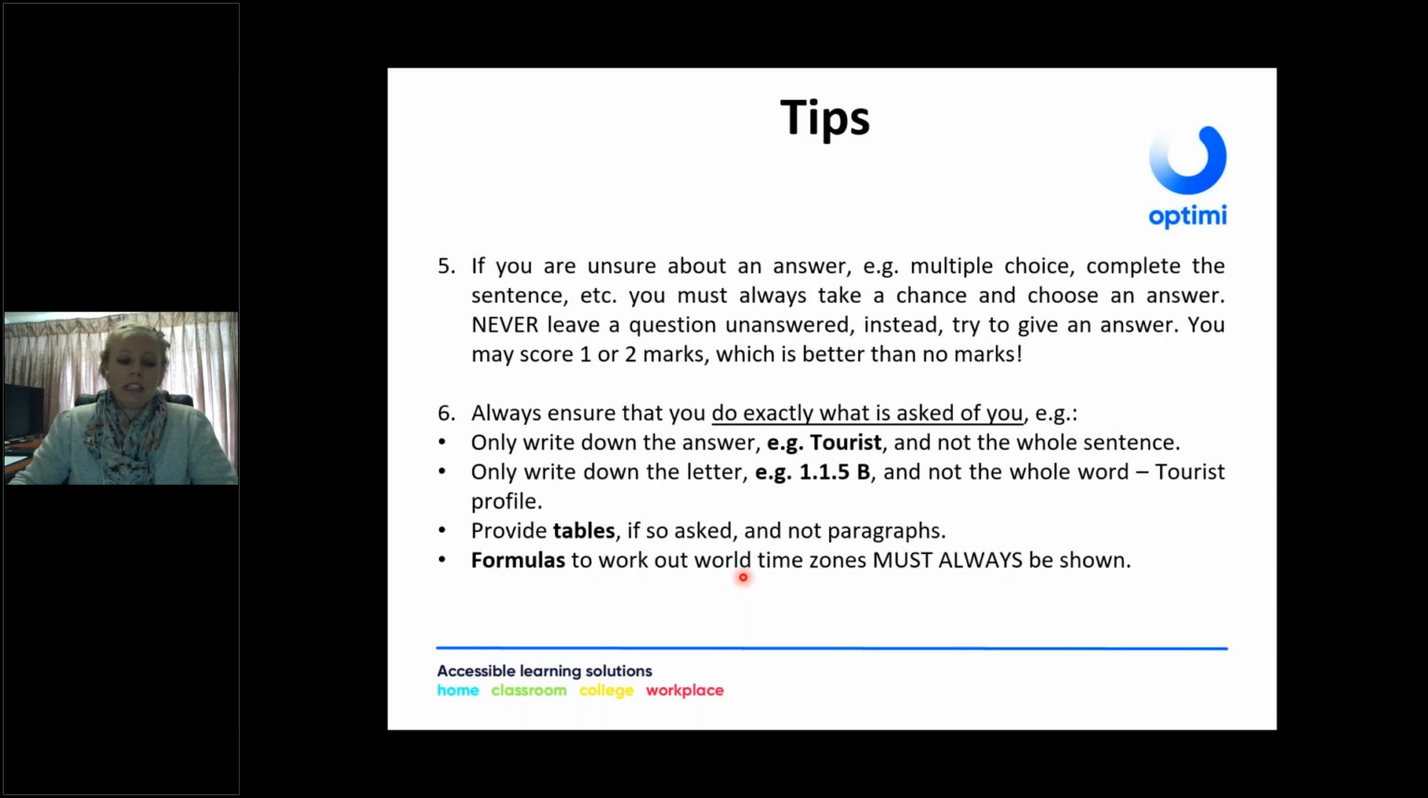And then formulas, especially when you get to world time zones, but that is only for grade 12 learners, must always be shown, because even if you get the answer wrong, they can go back to the formula and see if they can give you a mark or 2. So make sure that all formulas are written down.